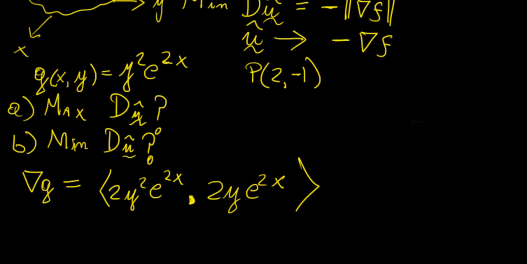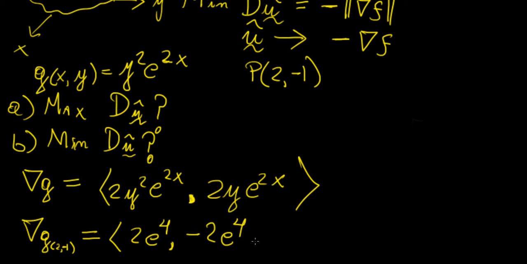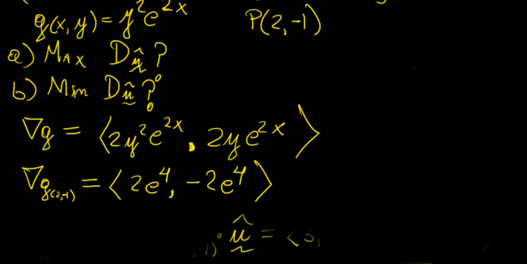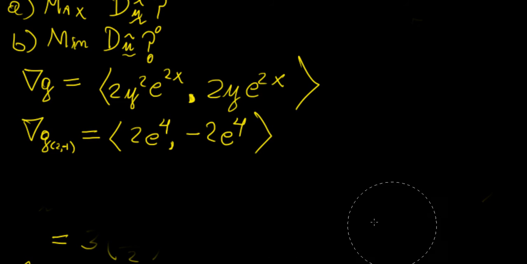And if we want to evaluate it at the point (2, -1), then what we're going to have is the gradient of g at (2, -1). This is going to give us (2 e to the power 4, -2 e to the power 4). So this is the vector that we'll be using for our calculations. And I'm going to erase this from the previous example as well.